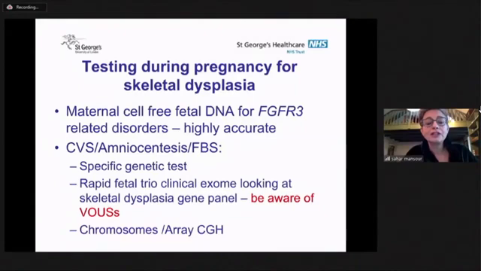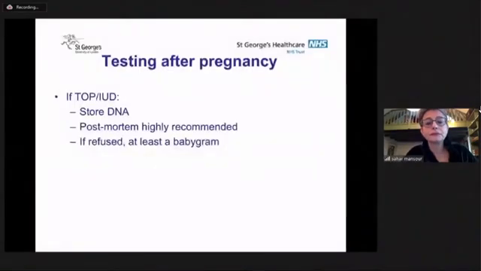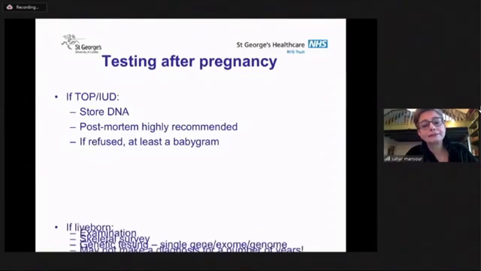Chromosomes and array CGH are pretty useless. They're not usually helpful in this scenario. Please think about testing after the pregnancy. If there's a termination or intrauterine death, please store DNA. If it's not a surgical termination, please offer a post-mortem. If they don't want a post-mortem, at least x-rays. Most of these can be diagnosed on the x-rays.